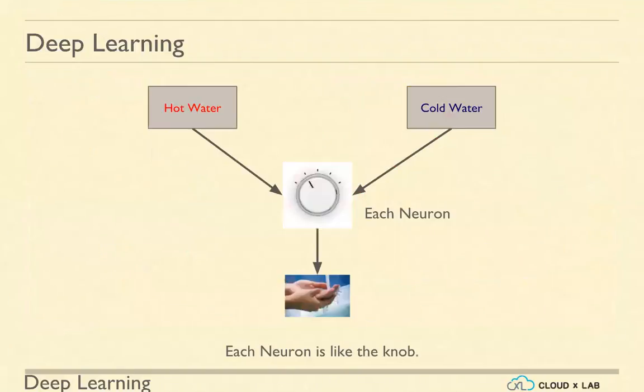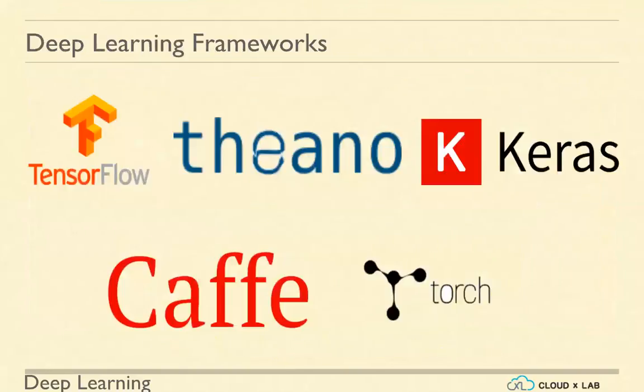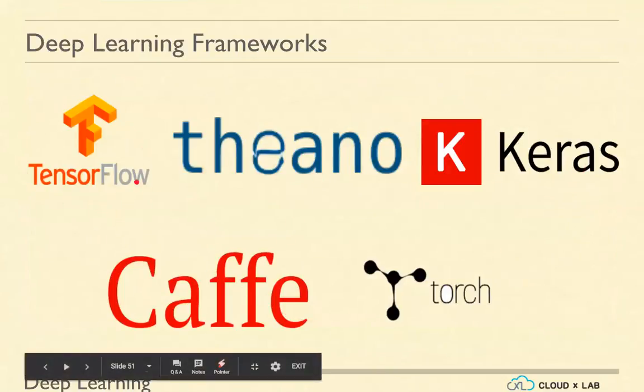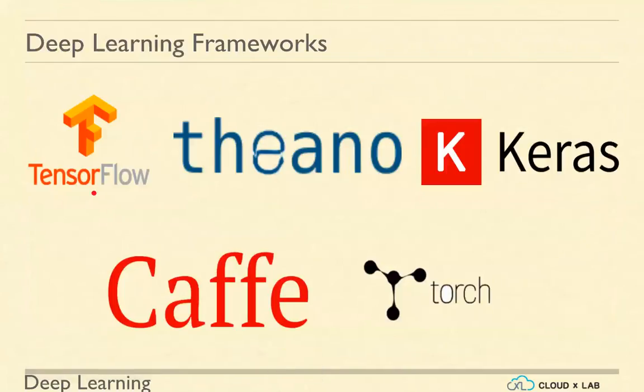Okay, so this was a simple example. These are the various frameworks for deep learning: Theano, TensorFlow, Keras, Caffe, and Torch. If needed, we'll give an overview of others as well, though our core agenda will be around TensorFlow.